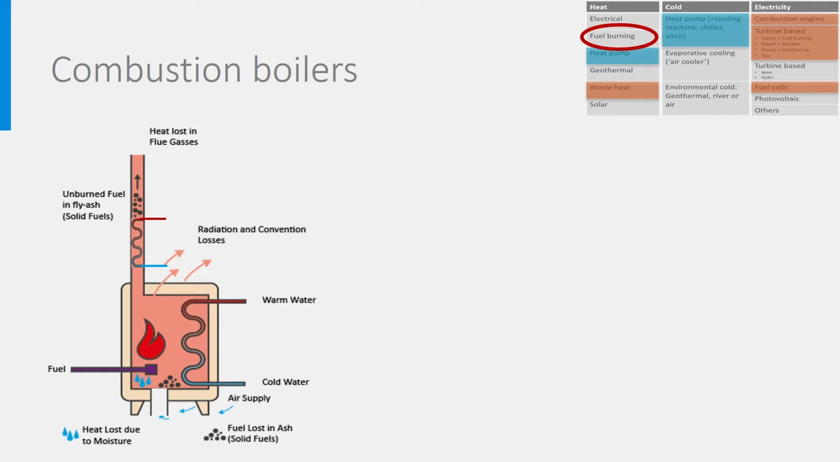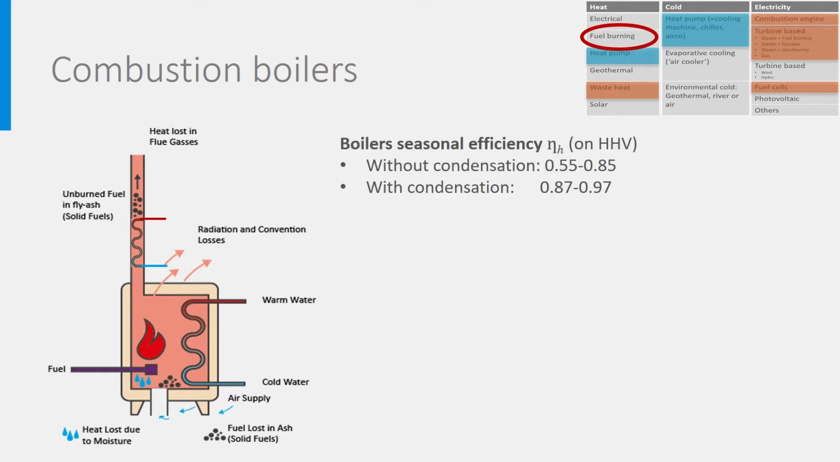The efficiency of non-condensing boilers is between 0.55 for the older ones and 0.85 for the modern ones. The efficiency of condensing boilers is much higher, up to 0.97. However, it is not because you buy a condensing boiler that it will work in condensing mode. To have it working in condensing mode, the temperature of the water in the heat exchanger should be below 55 degrees Celsius.